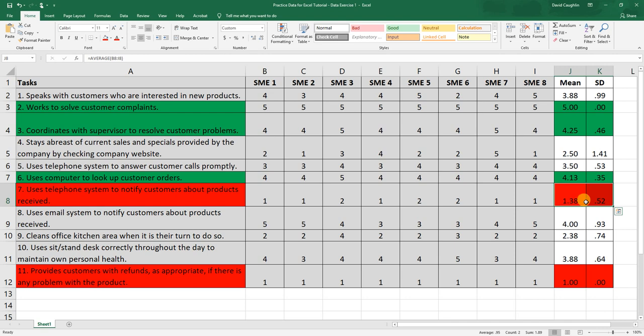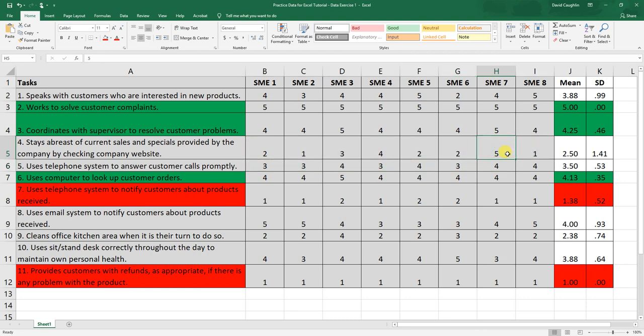Well, let's say if we want to pick a third one, if you're going strictly by the means, we would see that 2.5 and 2.38 are the ones that are seen as being the least critical here. Now, this is where it becomes somewhat of a judgment call because the means are fairly close to each other, 2.5 and 2.38, but the standard deviation associated with task number 4 is huge, 1.41.